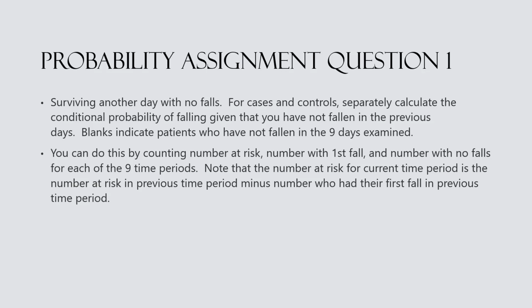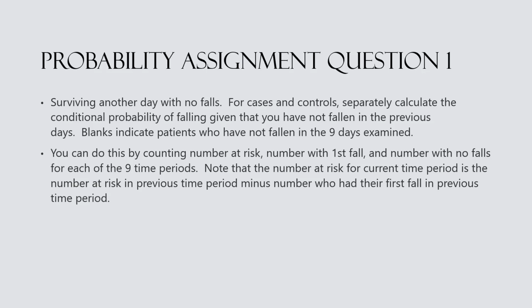The assignment question is titled Surviving Another Day with No Falls. You are asked to calculate separately the probability of falling given that you have not fallen in the previous days for cases and controls. In the dataset, blanks indicate patients who have not fallen in the 9 days examined. The question further states that you can do this task by counting number at risk, number with first fall, and number with no falls for each of the 9 time periods.